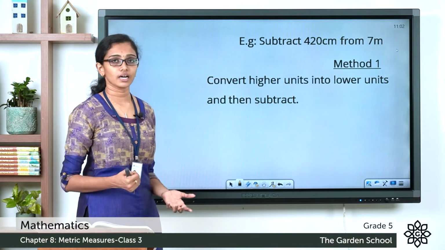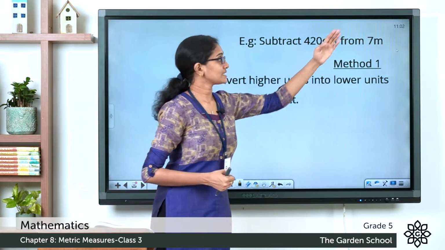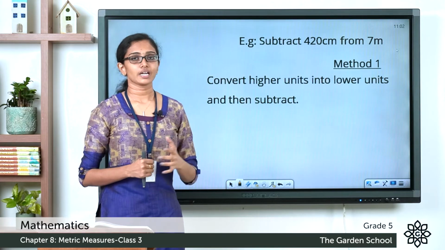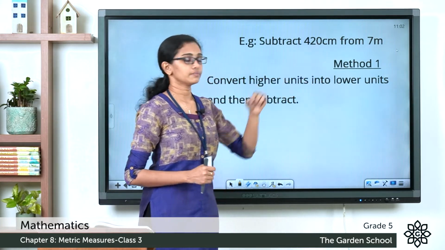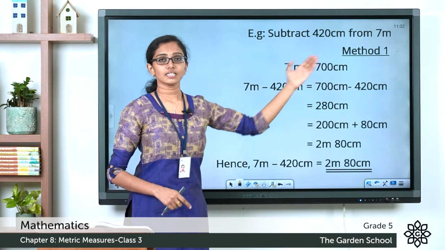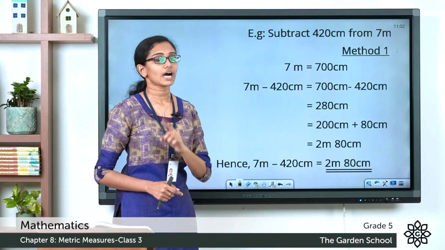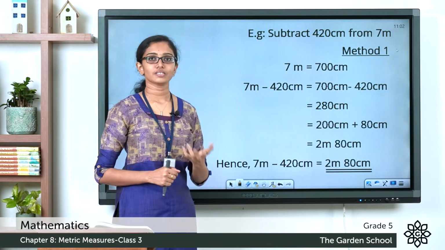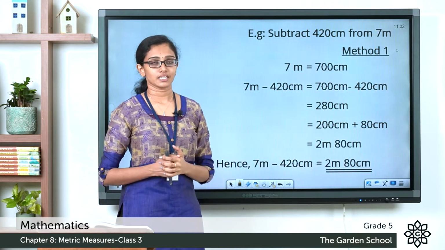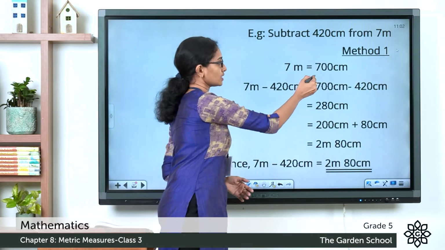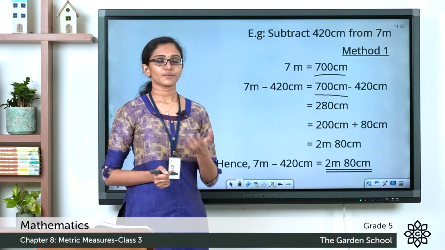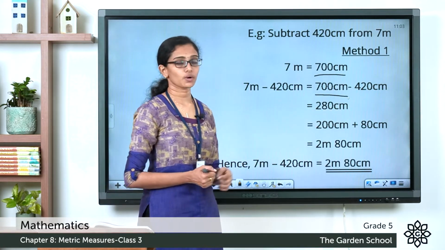So which is the higher and lower unit here? You have meter and centimeter here. Meter is the higher unit, whereas centimeter is the lower unit. So since meter is the higher unit, let's convert this meter in terms of centimeter. So we can rewrite this 7 meter as 700 centimeter. Why? 1 meter is equal to 100 centimeter. So 7 meter would be equal to 700 centimeter. So our question, 7 meter minus 420 centimeter, would be equal to 700 centimeter minus 420 centimeter. Subtracting the measurements, we get 280 centimeter.